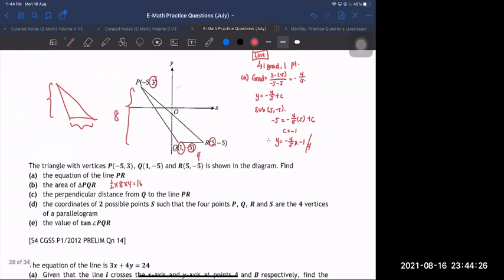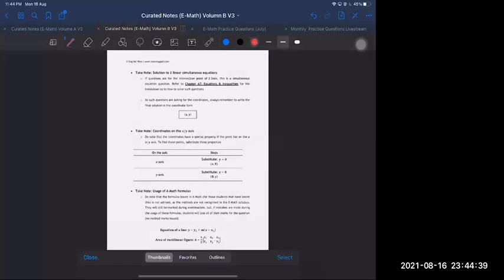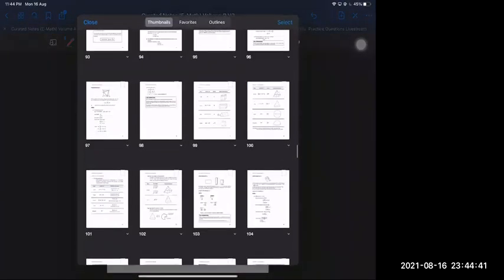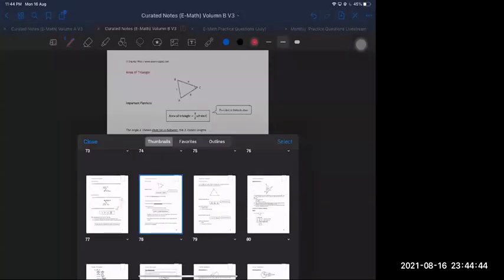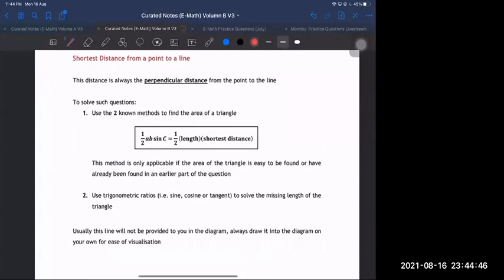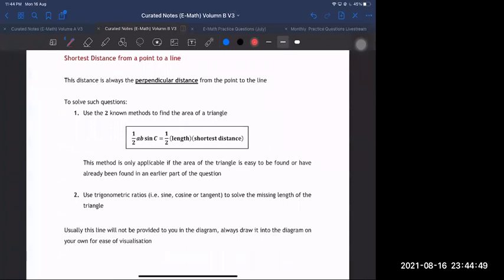Now, the perpendicular distance from the point Q to the line PR. This is a very famous method that we all use, which is to equate the two ways of calculating the area of a triangle. Let me show you from my notes. How do you find the shortest distance, the perpendicular distance, from a point to a line? What we always do is equate the two different ways of calculating the area of a triangle, and use the half times base times perpendicular distance method to calculate this shortest distance. It's a very famous method.